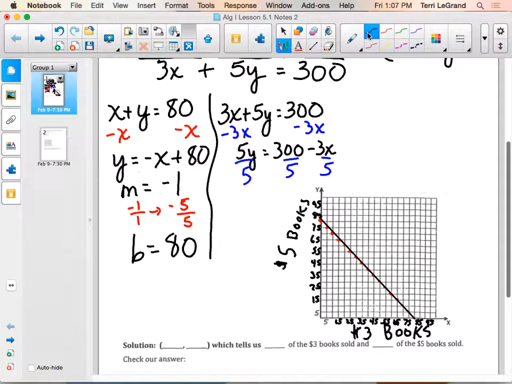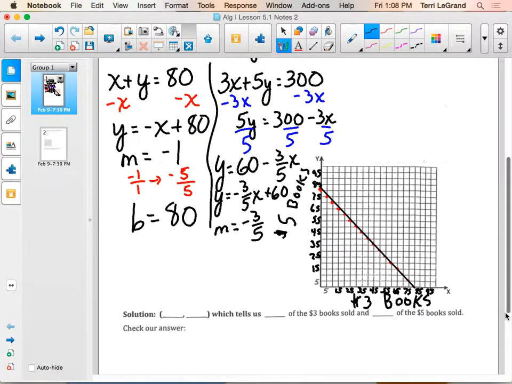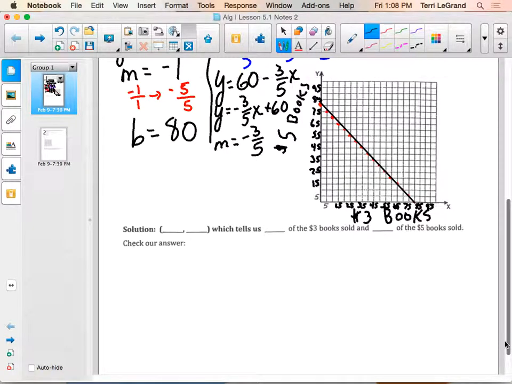Y equals 60 minus 3x, over 5. So we could either call it -3/5 x, or we could make it plus, or we could just rearrange it and say this is -3/5 x plus 60, right? Okay, so what's our m this time? -3/5.